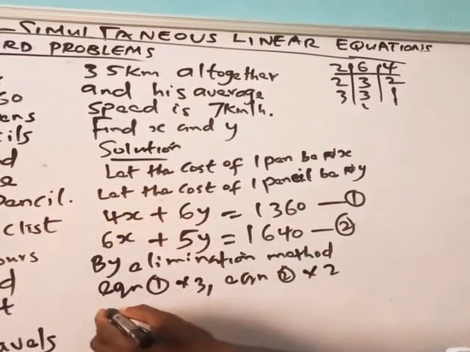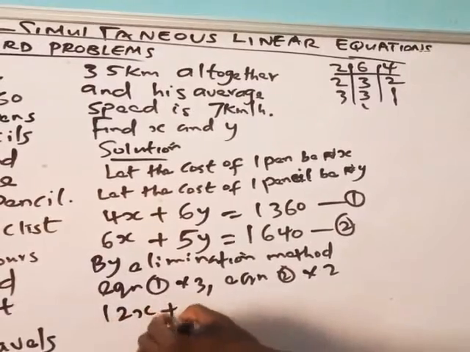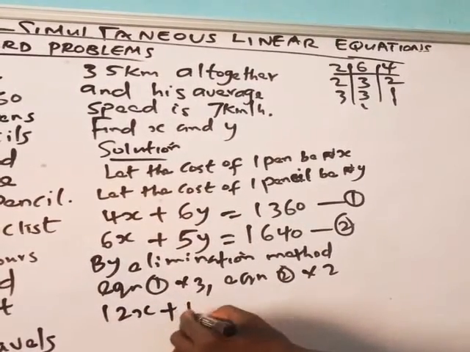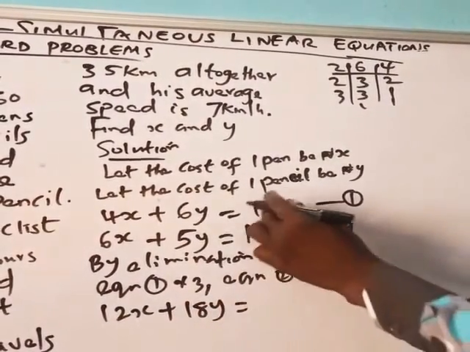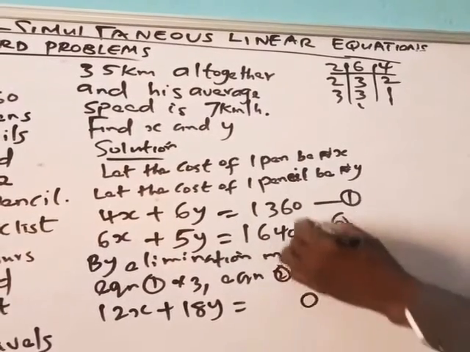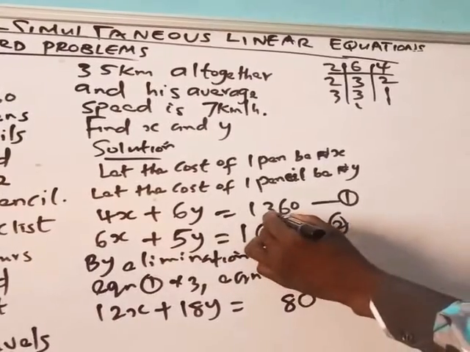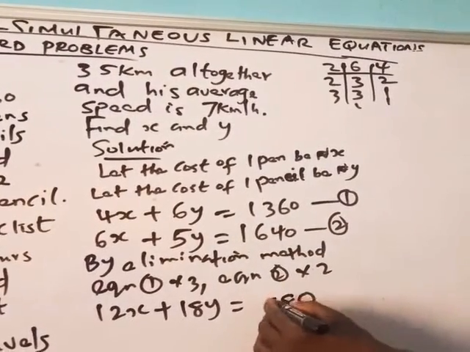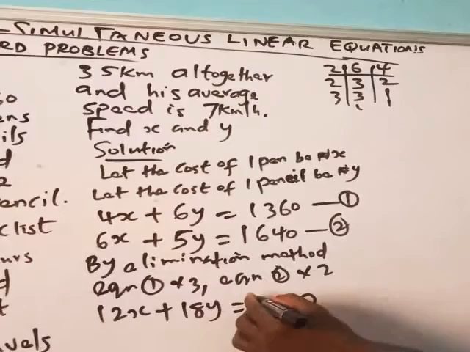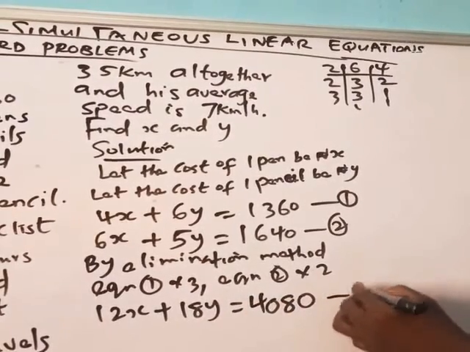3 times 4x, that's 12x, plus 3 times 6, 18y, and 3 times 1360: 3 times 0, 0; 3 times 6, 18, carry 1; 3 times 3, 9, plus 1, 10, 0, carry 1; 3 times 1, 3 plus 1, 4. This is a new equation 3.